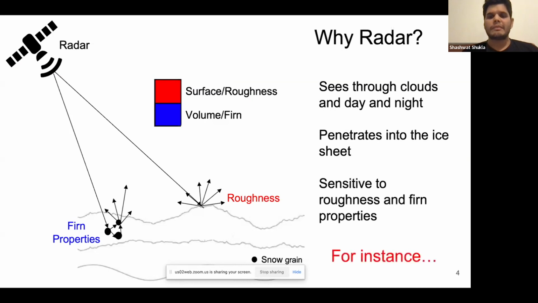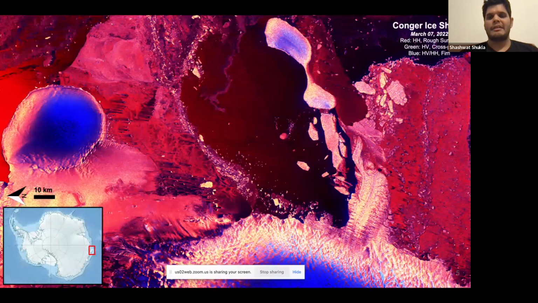For instance, this is an amazing Sentinel-1 SAR image capturing the collapse of the Conger ice shelf in March 2022. Here, red is representative of regions where roughness dominates the satellite signal, whereas blue specifically indicates the dominance of firn properties. In the open waters, the signal is majorly roughness-driven, which can be clearly seen over here.